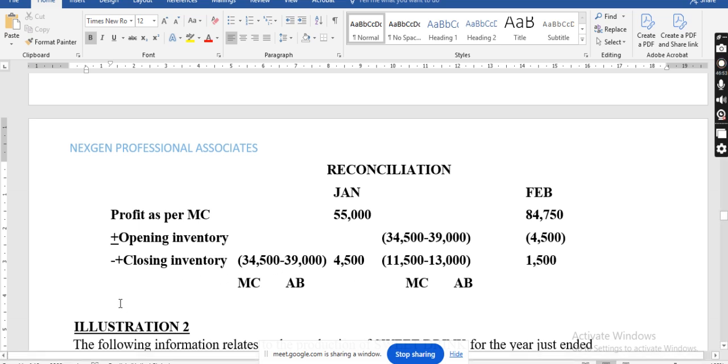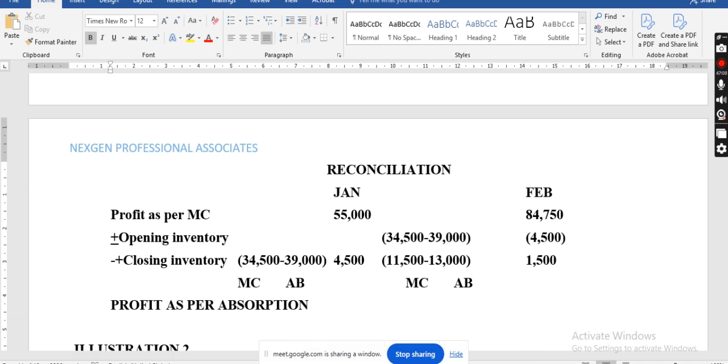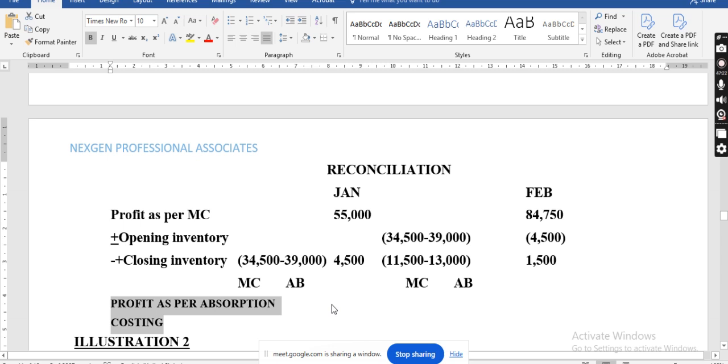1,500. So we will now say your final figure will be profit as per absorption costing. Class, please add January. What do you have for January? 59,500. Do we arrive at the same profit? Yes. 59,500.